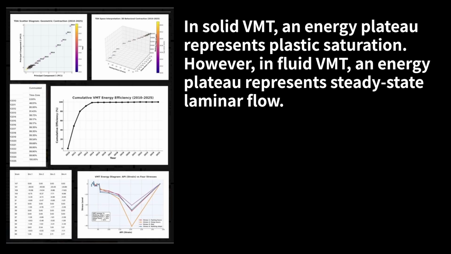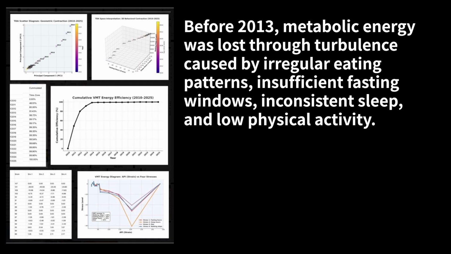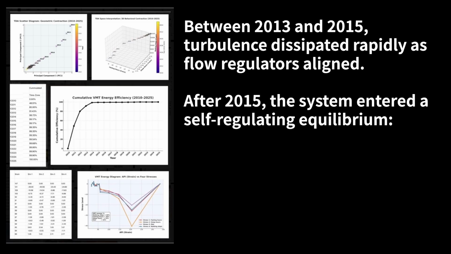In Solid-VMT, an energy plateau represents plastic saturation. However, in Fluid-VMT, an energy plateau represents steady-state laminar flow. Before 2013, metabolic energy was lost through turbulence, caused by irregular eating patterns, insufficient fasting windows, inconsistent sleep, and low physical activity. Between 2013 and 2015, turbulence dissipated rapidly as flow regulators aligned. After 2015, the system entered a self-regulating equilibrium.